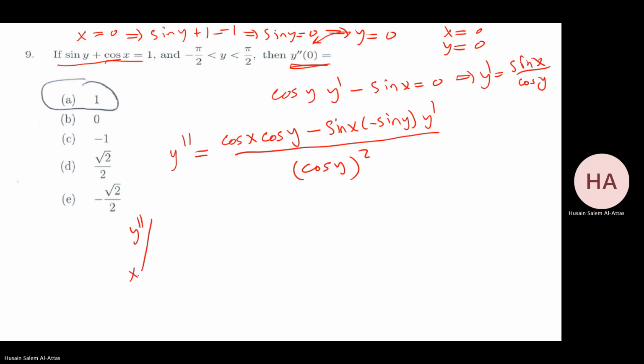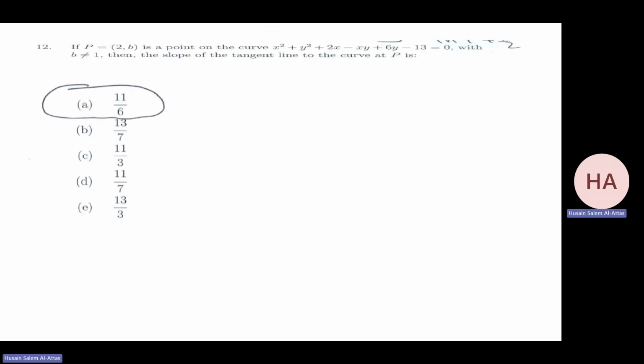Substitute. I have cosine 0, which is 1, times cosine y. That will be cosine 0, which is 1. Minus sine 0 times y prime, which I can get from here: sine 0, which is 0, over cosine 0, which is 1. So 0 over 1, which is 0. Minus 0 over 1. So that will be 1. That is the answer. Just substitute.